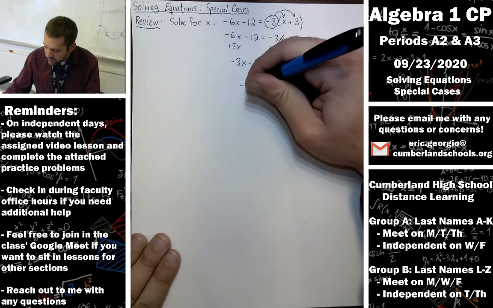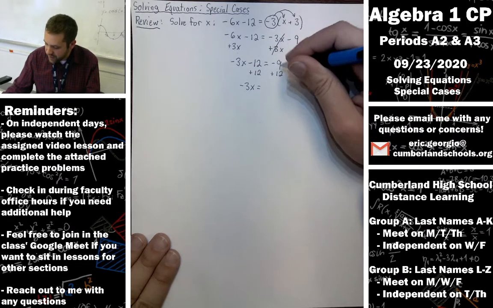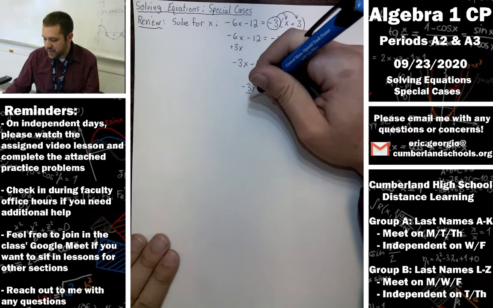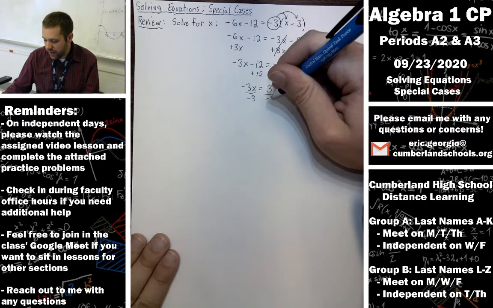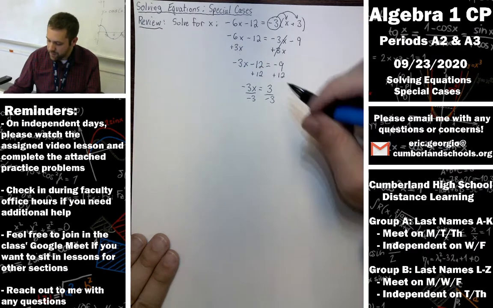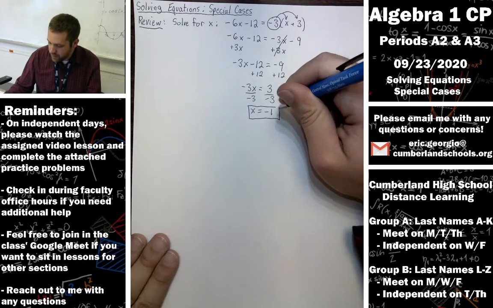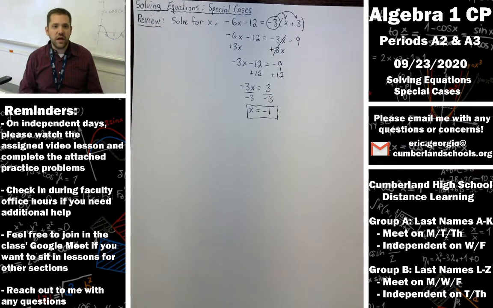That brings me to negative 3x is equal to negative 9 plus 12, which is 3. And lastly, divide both sides by negative 3. Don't forget to divide by the negative. Don't drop that negative there. I'm left with x is equal to negative 1. And there we go. That's how you would solve a typical equation with variables on both sides.